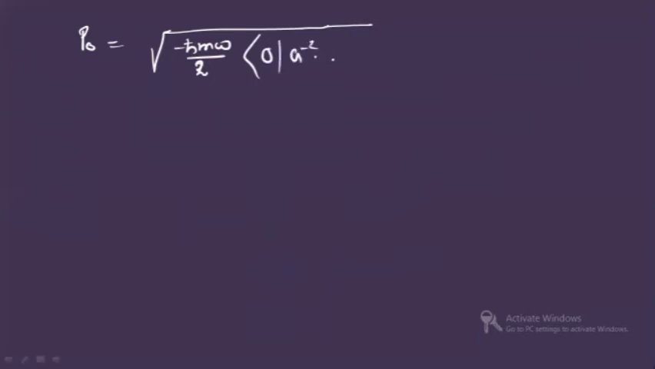Lowering operator square plus raising operator square minus lowering operator raising operator minus raising operator lowering operator. State is same. All right, extending the root over.